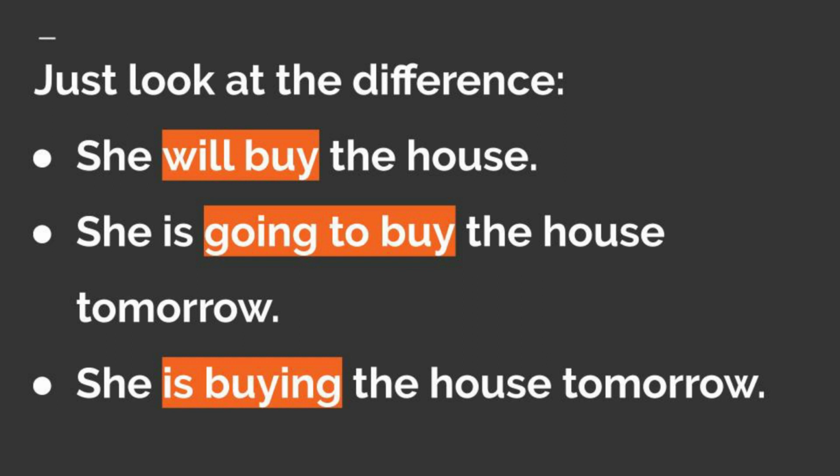So "she will buy the house" is talking about the decision. Yes, she will buy the house. But the next one, "she's going to buy the house," it's almost in the action. She's going to buy. There's no doubt. She's just going to buy the house tomorrow.